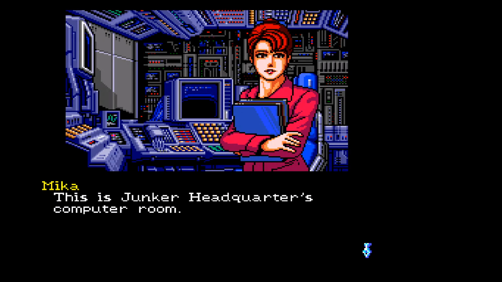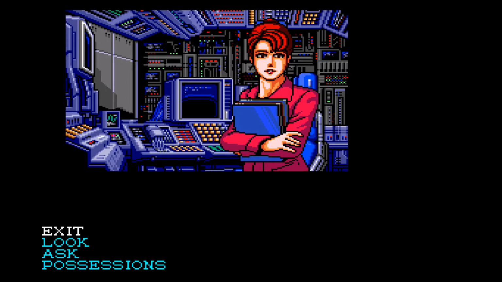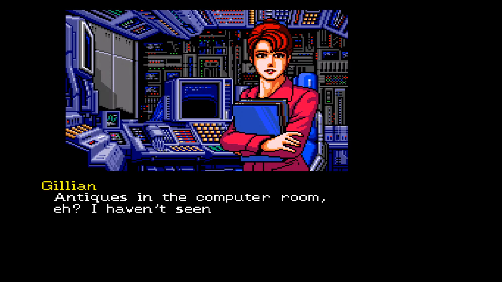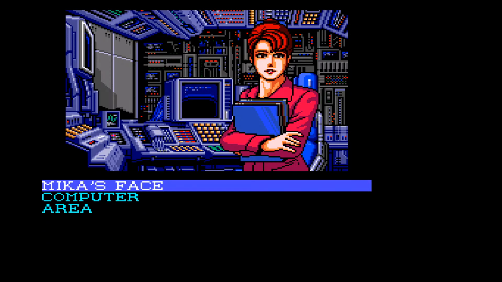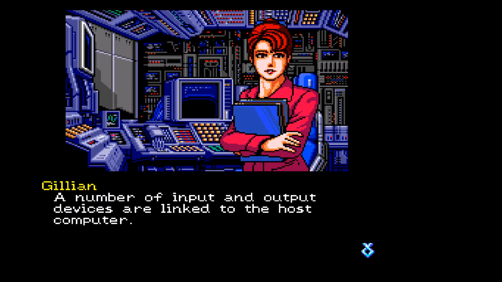This is Junker Headquarters computer room. It's linked to databases throughout the country, so you can find almost any information you might need. Look at computer. Antiques in the computer room, eh? I haven't seen a keyboard in some time. Interesting. A number of input and output devices are linked to the host computer.